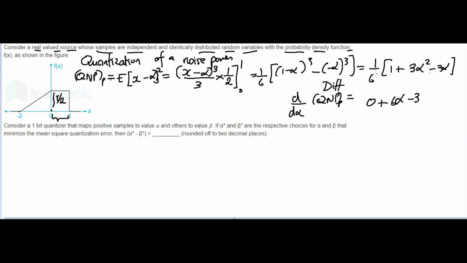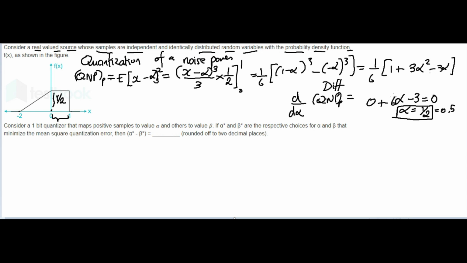Because 1 by 6 is a constant, its derivative is 0. 3 alpha square, if I differentiate, means 6 into alpha. Minus 3 alpha means minus 3. So if you equate it to 0, alpha value will be equal to 3 by 6, so that is 1 by 2. Alpha is equal to 1 divided by 2, which is also 0.5.